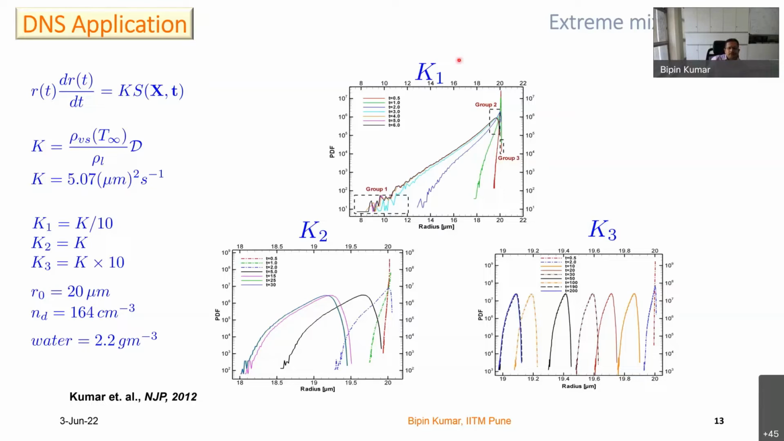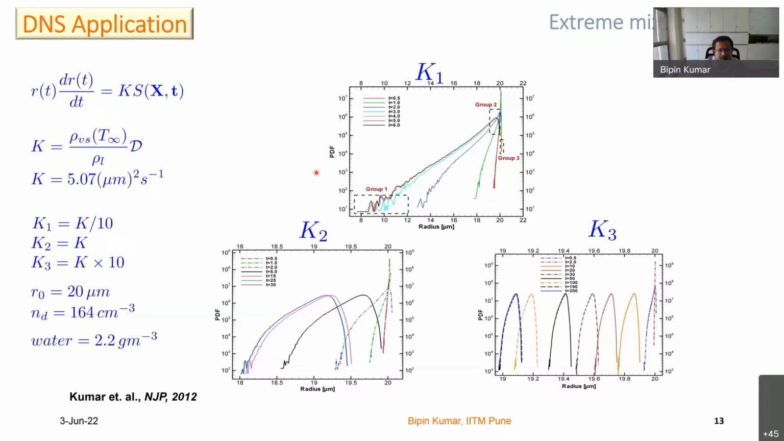What happens if the conditions are changing? We did the study: suppose there is less humidity, then the growth will be less, the droplets will not grow, and they can evaporate. This is called inhomogeneous mixing. Inhomogeneous mixing means it will evaporate faster, so the growth rate will be less. We did the experiment with a 10 times smaller growth rate and a 10 times higher growth rate.